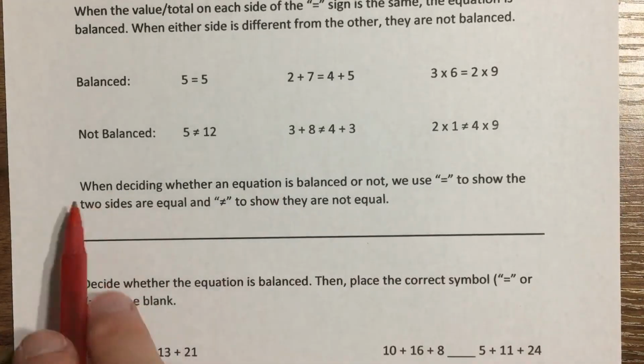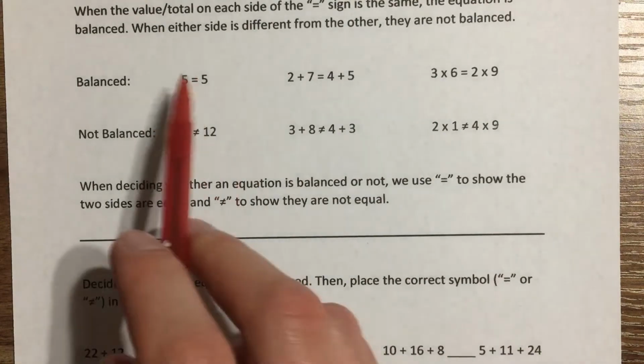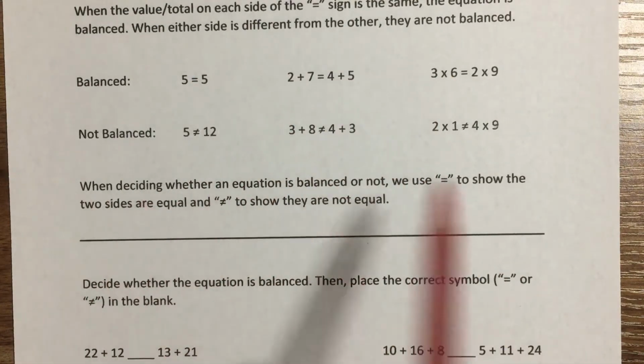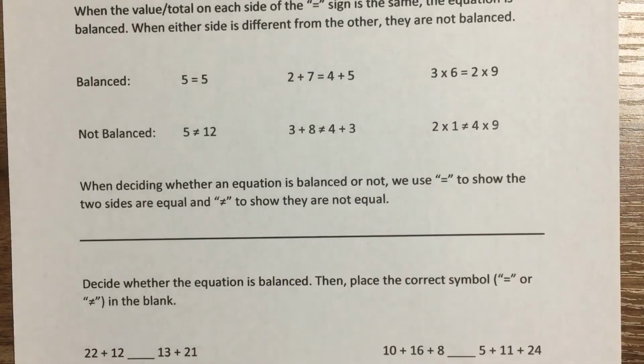When deciding whether an equation is balanced or not, we use the equal sign, just like we did on the three balanced ones up here. But if they are not equal, we have to have that equal sign with a slash through it. An equal sign with a slash shows not equal. It's an inequality.